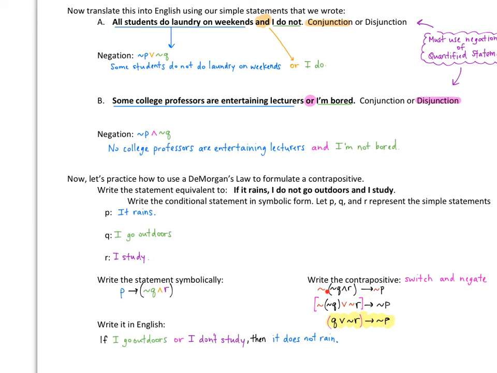So now we just clean things up, okay? So when we're negating a conjunction, that's what this is right here, we negate each part, we change that and to an or, we negate the last part, okay? So when we negate, not Q becomes Q, or not R. Remember to keep the parentheses around that antecedent, okay? Implies not P. So here is our contrapositive of our conditional statement, okay? So what does this look like in English? If I go outdoors or I don't study, then it does not rain.